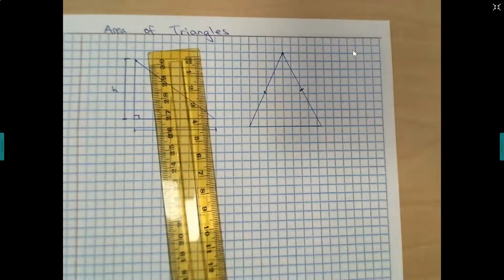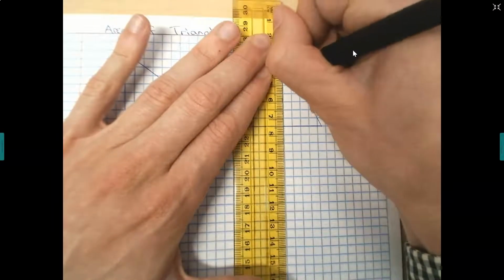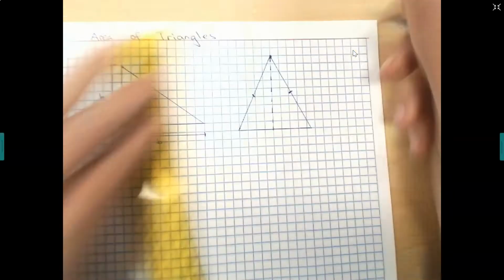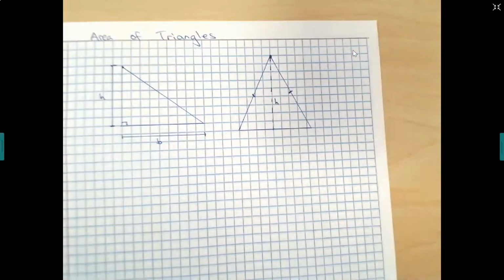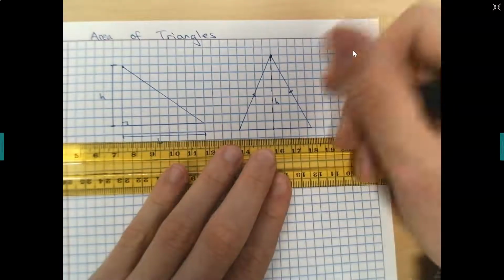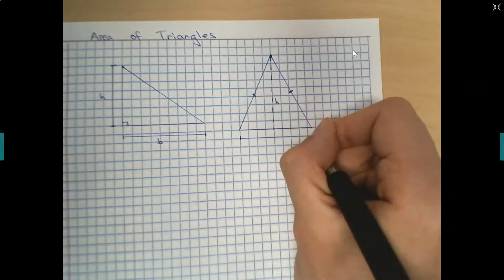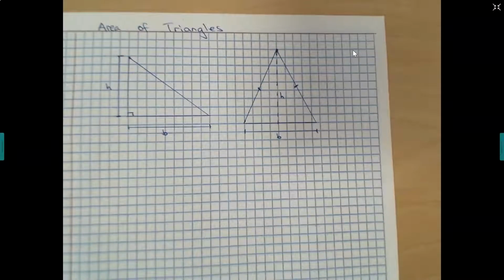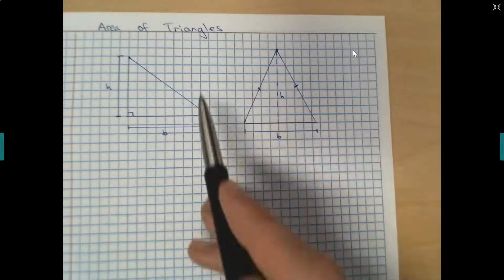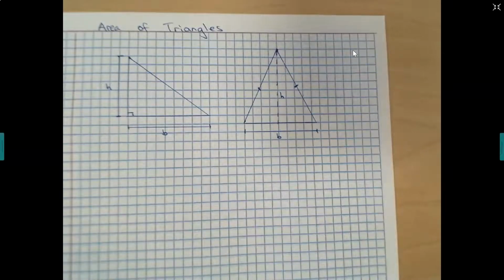Okay, now the perpendicular height could be drawn here. So if I wanted to find the area of this triangle, I would be interested in that perpendicular height as well as the base, which would be drawn down here. Okay, so we could have a whole range of triangles. We could also have an equilateral triangle. With an equilateral triangle, we know that all the sides are the same length, as opposed to the isosceles where only two of the sides are the same length.